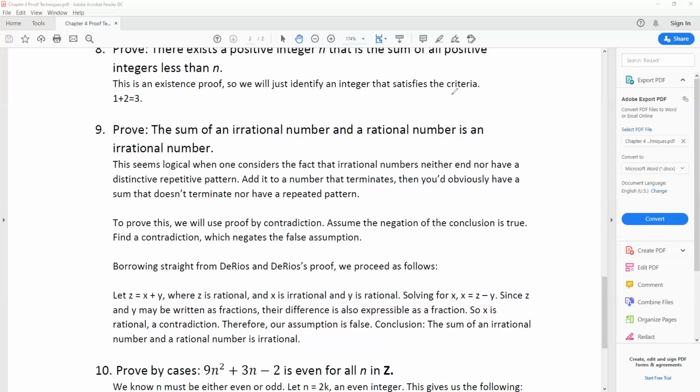I decided to do a proof by contradiction. When you do a proof by contradiction, you assume that the negation of the conclusion is true. If you make an assumption that it's true, but then later in the proof you see a contradiction, then you know who to blame, right? You know what to blame.